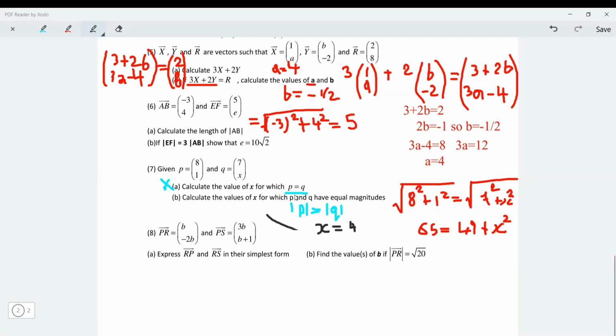Now, as I said, vector P can equal vector Q. Two vectors are equal if their corresponding elements are equal. So this part doesn't make sense, something else should have been there.